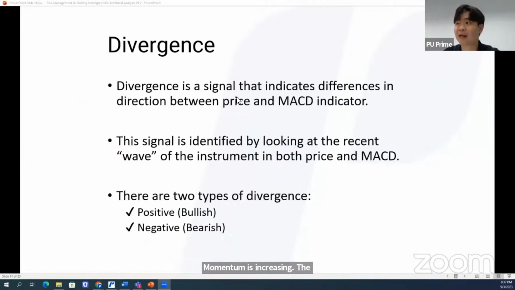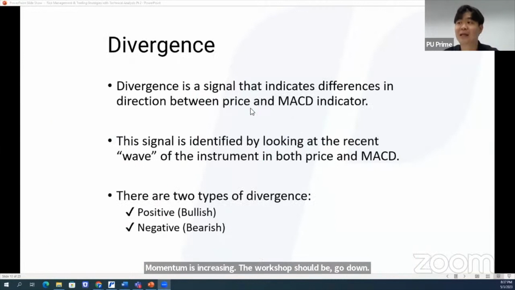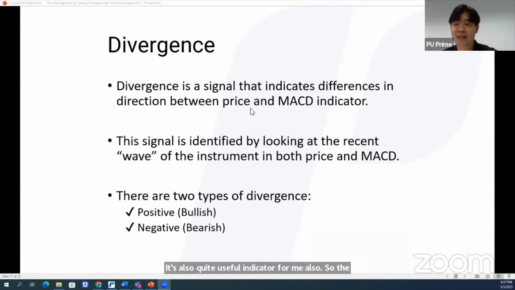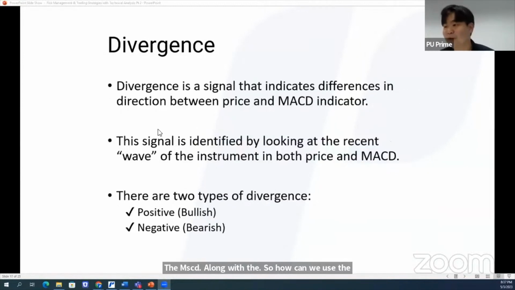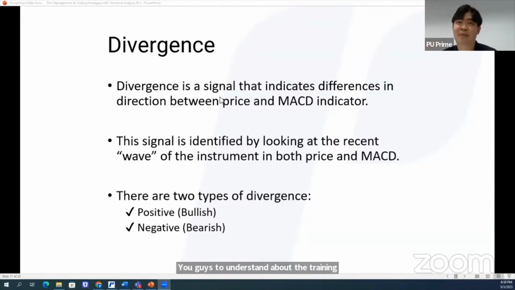One of the crucial indicators, but a better indicator if we are going to use the MACD, is understanding the divergence. We'll talk about the divergence. It's also a quite useful indicator for me. The divergence actually combines the MACD along with the candlestick pattern. So how can we use the divergence? At first, we try to understand what divergence is. Divergence helps you understand trend reversal. Once you see the divergence, you might consider the trend will be different. The trend will be changing already.